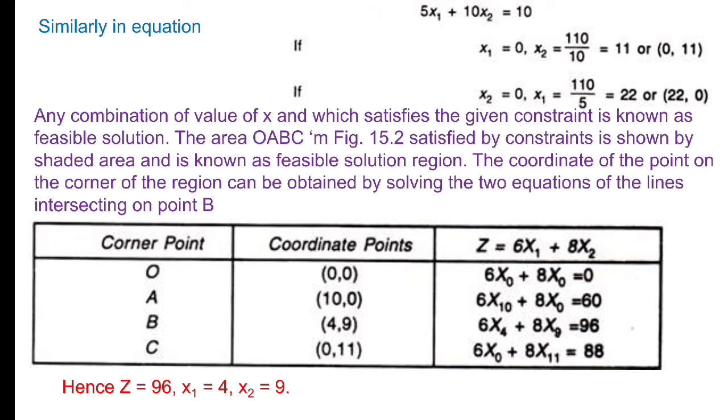The feasible region here is O, A, B, C. O is 0 comma 0, we know very well. A is 10 comma 0, B is 4 comma 9, and C is 0 comma 11. Substitute in that and the values will come. 0 comma 0, if you substitute, 0 will come. 10 comma 0, 60 will come. 4 comma 9, you get 96. 0 comma 11, you will get 88. That means the maximum is 96. Therefore maximum Z equal to 96.